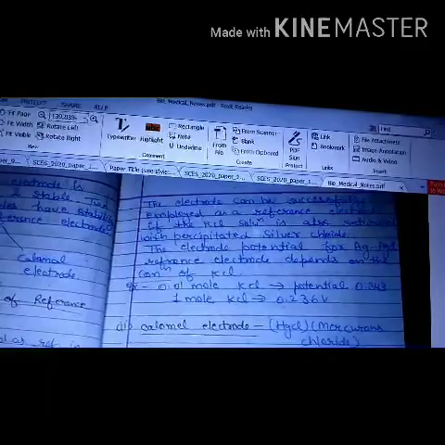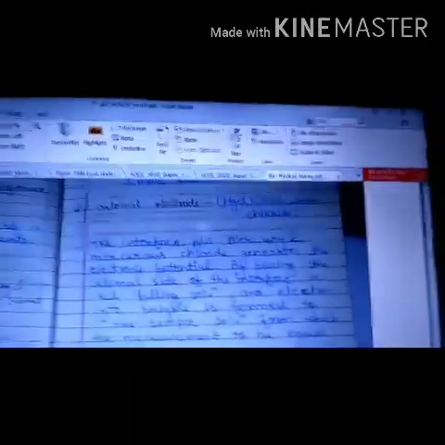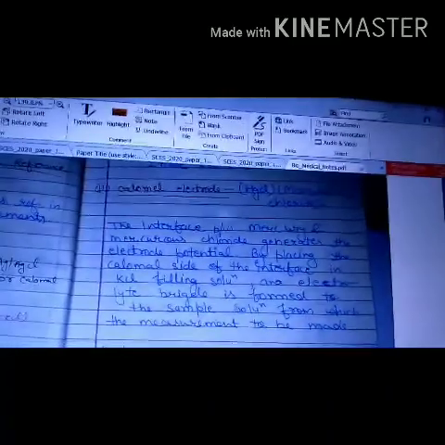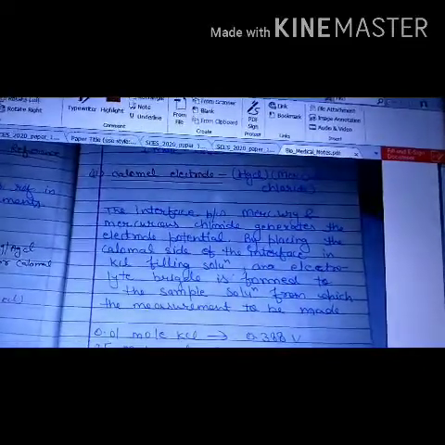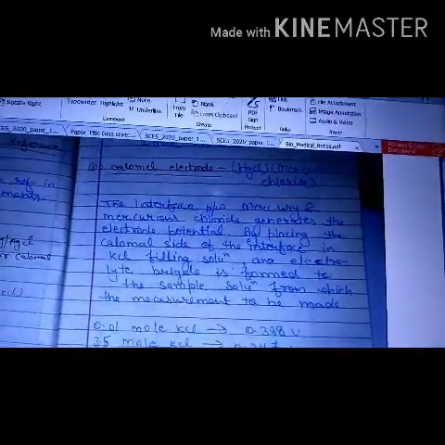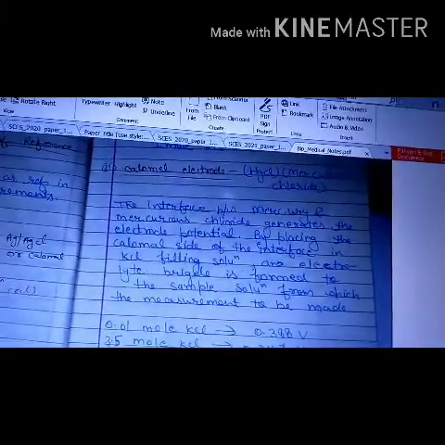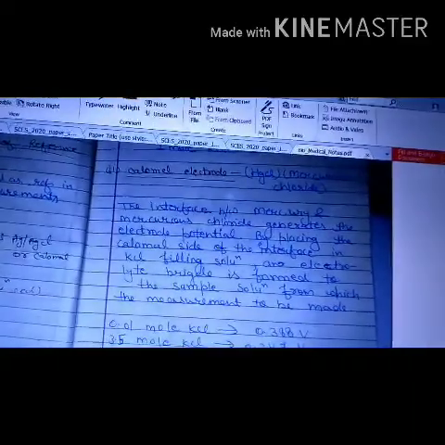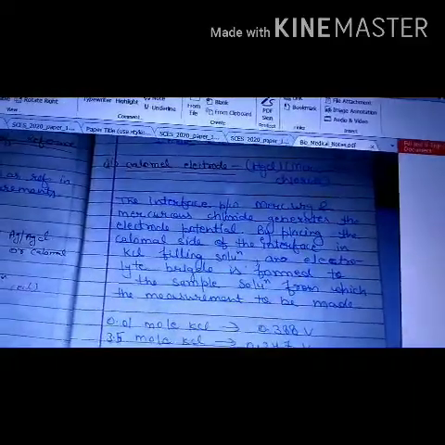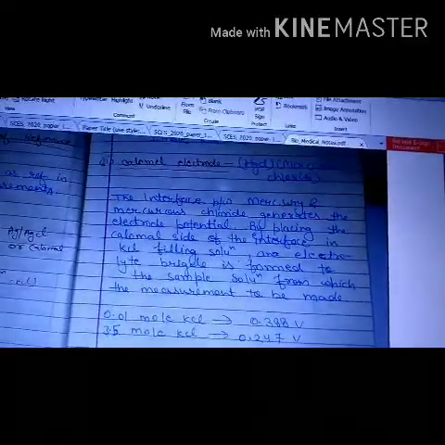The next electrode is the Calomel electrode. It is made up of mercurous chloride. The interface between the mercury and mercurous chloride generates an electrode potential. So whenever mercury and mercurous chloride are connected, they will generate a potential. By placing the Calomel side of the interface in KCl solution, an electrolytic bridge is formed with the sample solution from which the measurement can be made.